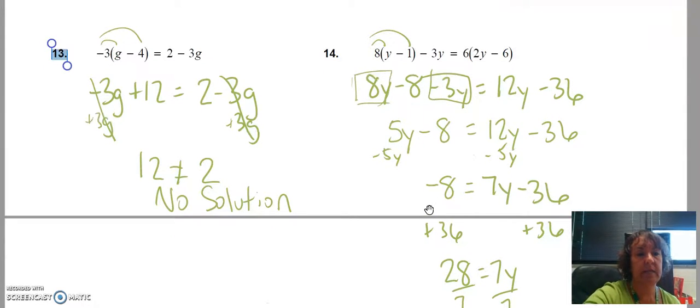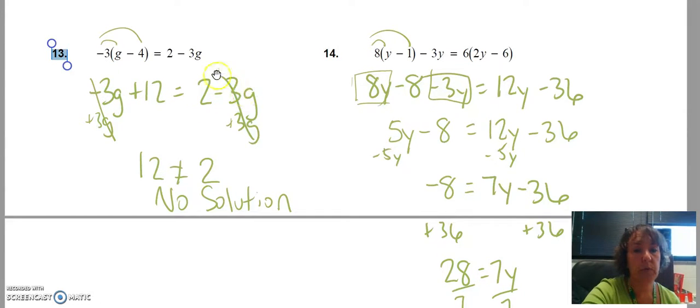On 13, after you distribute, you get negative 3g plus 12 on this side, and over here I also see a negative 3g and a positive 2. Well, if you undo a variable, if you add 3g to both sides, you wind up with 12 equals 2. If that is not true, and you really should put a slash through that equal sign, then you say no solution. Okay, so if the variables are eliminated and you're left with a false statement, you say no solution.